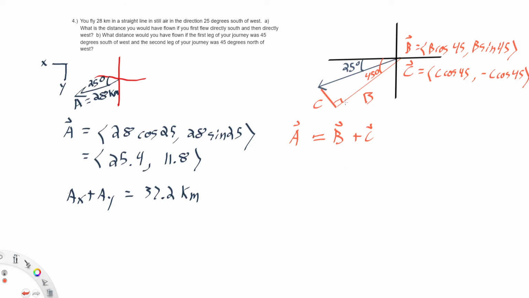Why is that angle 90 degrees? Because the difference between 45 degrees southwest and 45 degrees northwest is 90 degrees. For this method, you don't actually need to know that's a right angle, but for the second method, you will.